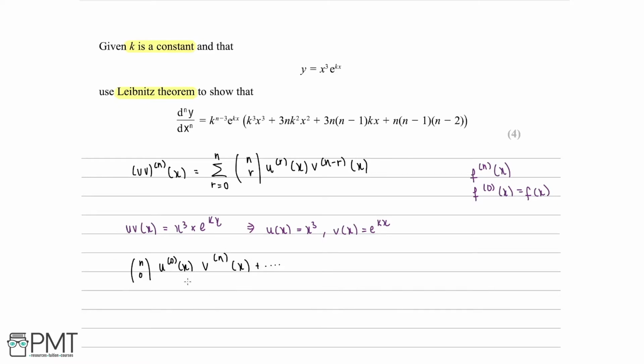Similarly, if we were to increase r by 1, we will have n choose 1 multiplied by the first derivative of u multiplied by the n minus 1 derivative of v. And you can see the pattern as represented by the formula over here in the more expanded form, that each time you're going to increase the value of r by 1, and thus you'll need to differentiate u n times. So let's differentiate u and v respectively.